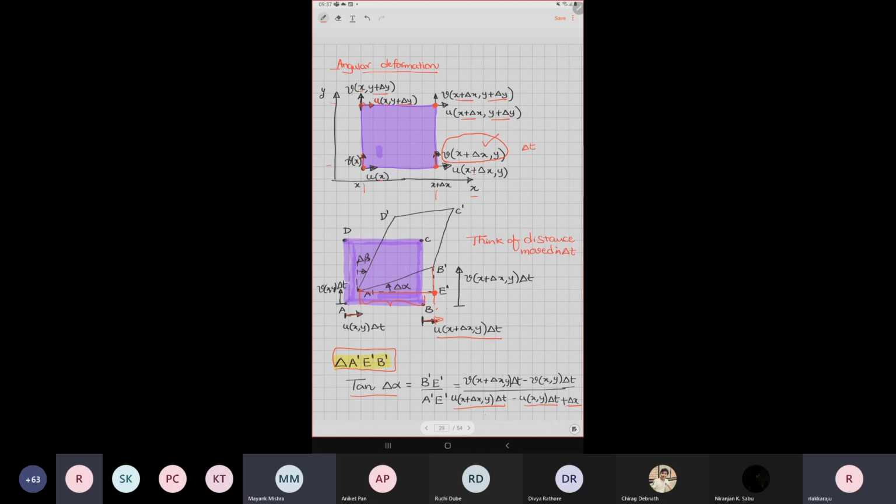So the total distance from A prime to E prime is whatever this endpoint moved, minus whatever this endpoint moved, plus the original distance. When I calculate that, that will be U at x plus delta x comma y times delta t, minus U at x, y times delta t, plus delta x. This is the angle it has moved.